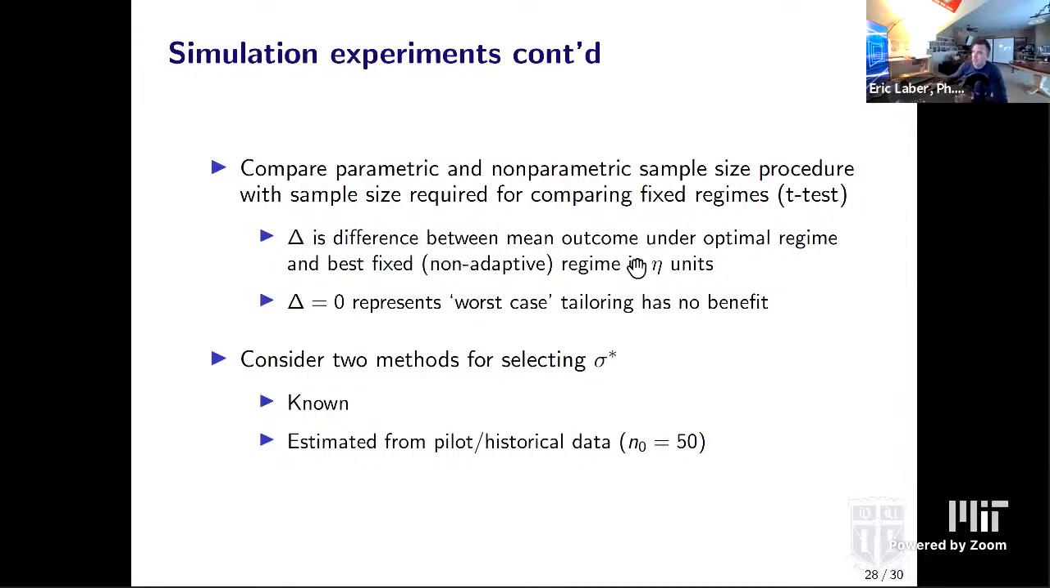Let delta be the difference between the mean outcome under the optimal regime and the best non-adaptive regime in standard of care units, so that delta equals 0 is the case where there's absolutely no benefit to tailoring. It's the case where you've gone through all this exercise of estimating a rule, even though tailoring has no additional benefit over giving every person the same treatment. And we'll look at two methods for selecting sigma: either it's known or it's estimated using an interim pilot of size 50.